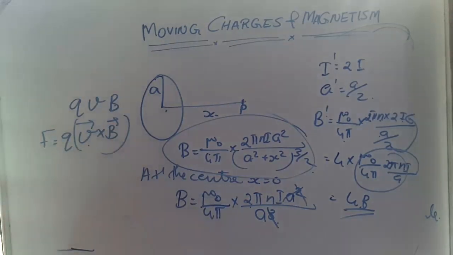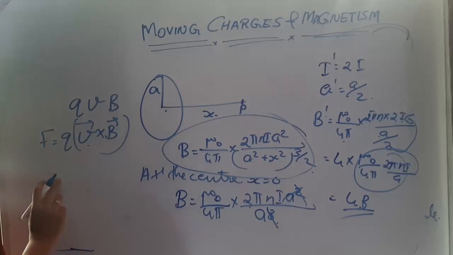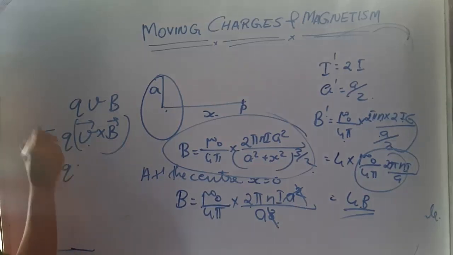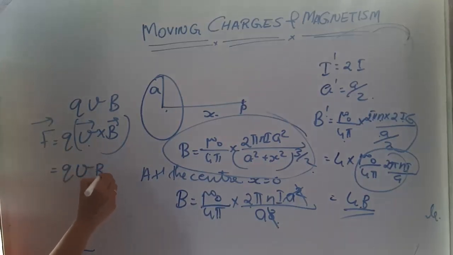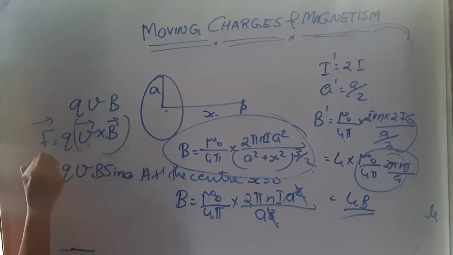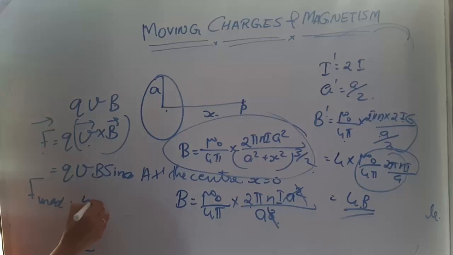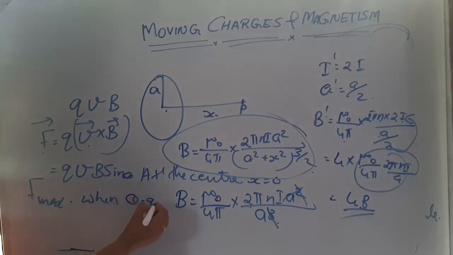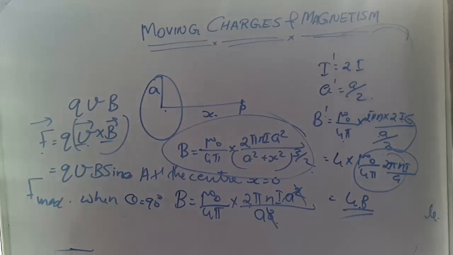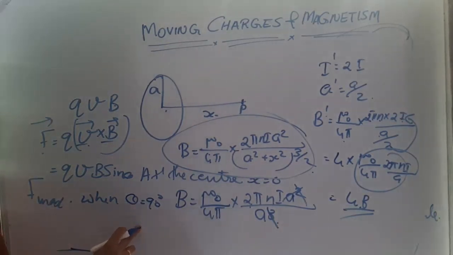If we are considering F is equal to Q into V cross B, it's a vector quantity, QVB sin theta. When will the force be maximum? F maximum will be when sin theta equals 1. Sin theta equals 1 means theta equals 90 degrees, that is, when V and B are perpendicular to each other. Then we will be getting the maximum value.